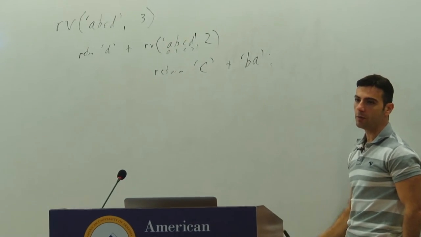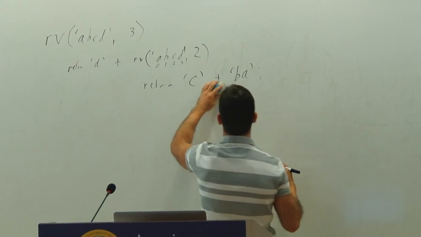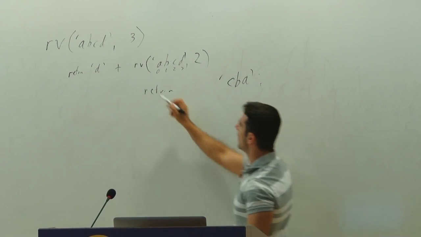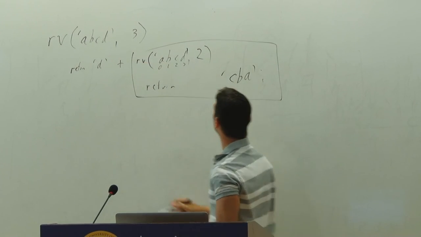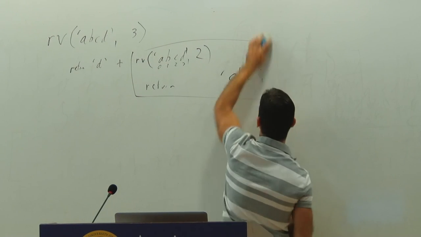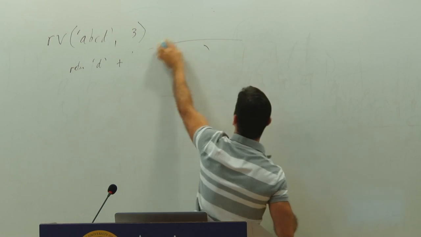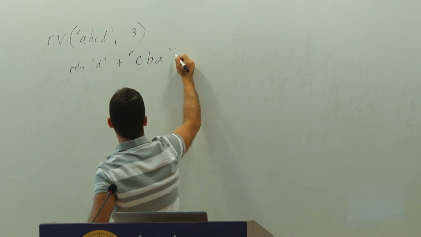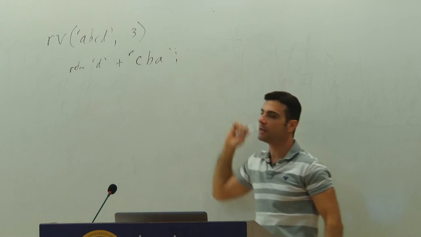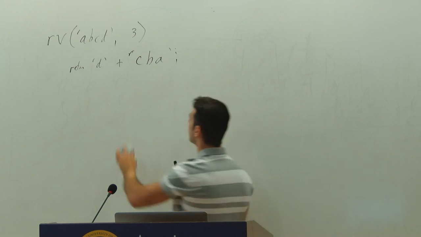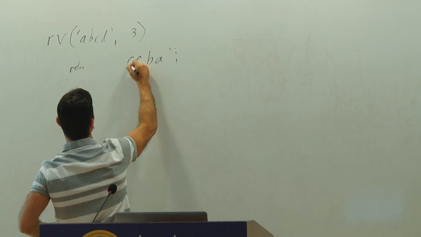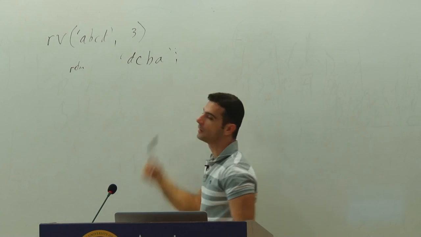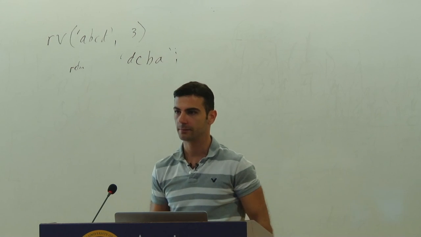C plus BA returns CBA. Okay, so that means all of this returns CBA, right? D plus CBA returns DCBA. Therefore, calling ABCD with a 3 will return DCBA. Done.